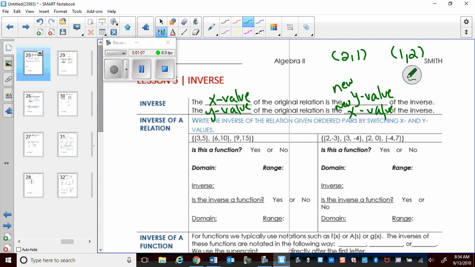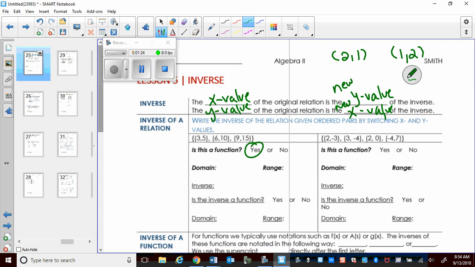So I'm going to do the first one with you. I'm going to write the inverse of the relation, given the ordered pairs, by switching x and y. So they ask you for a couple things. First of all, is it a function? Yes or no? Are there repeating x values? No. So it's a function.